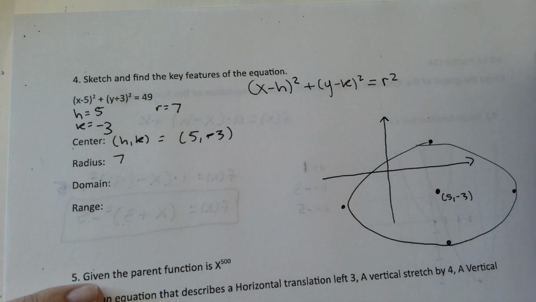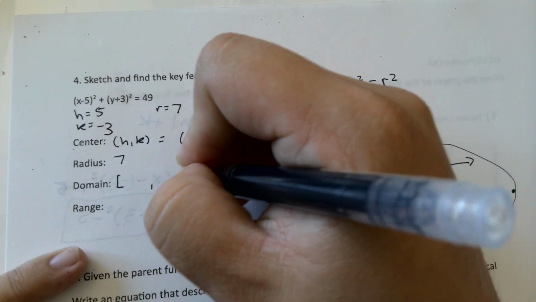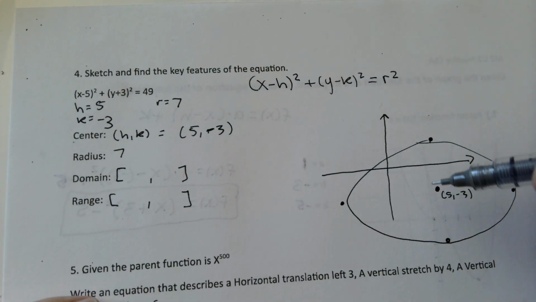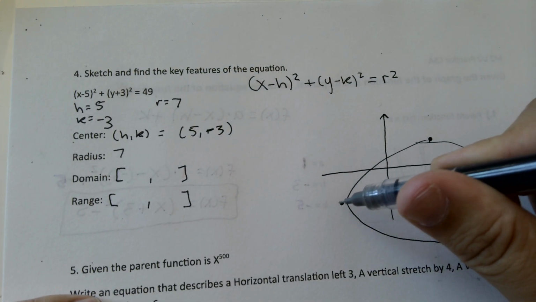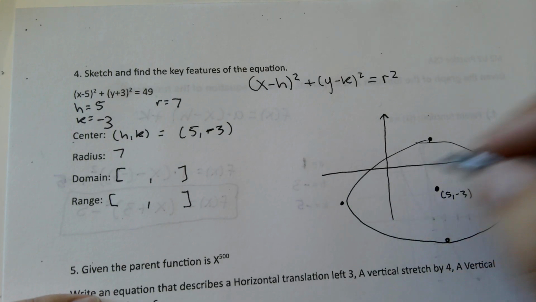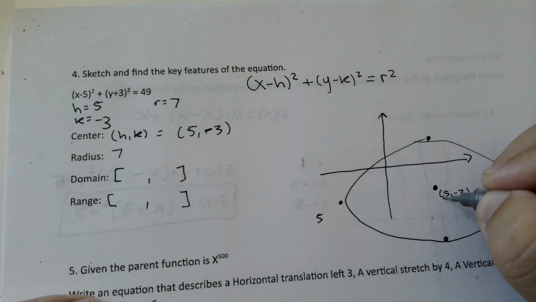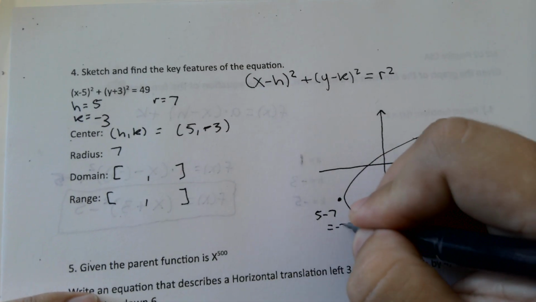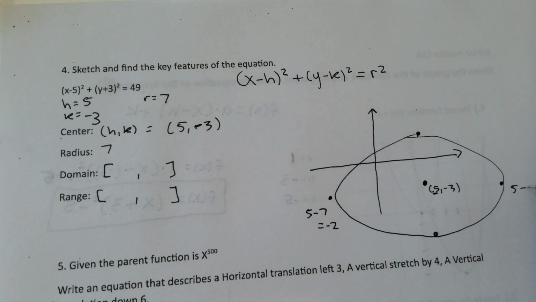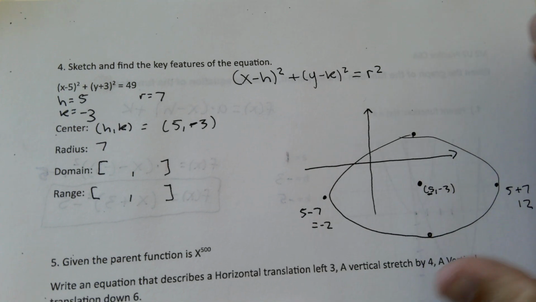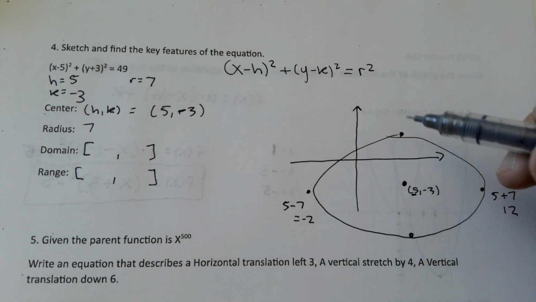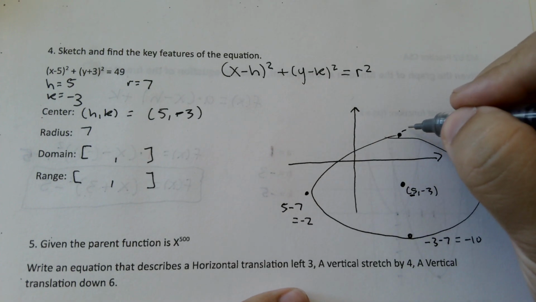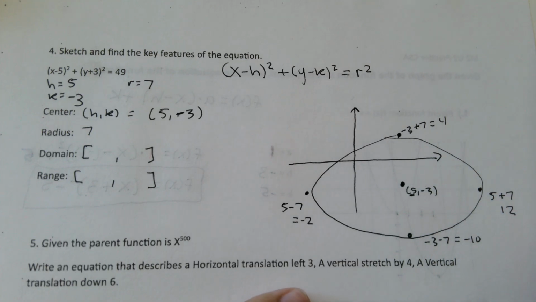Next, the domain. On a circle, you're always going to have brackets for the domain and the range. Here, if you want to see how far left you go, you do 5, because that's my x value. I'm going to subtract 7, because that's my radius. So 5 minus 7 is -2. On this side, you do 5 plus 7. That's 12. If you want to find how low and how high you went, you do -3 minus 7, which is -10, and -3 plus 7, which is 4.